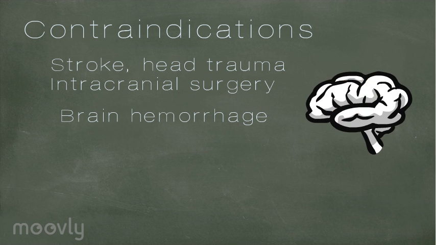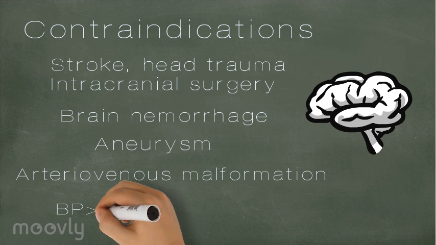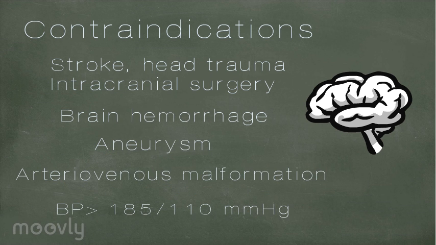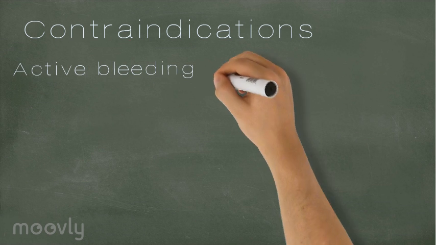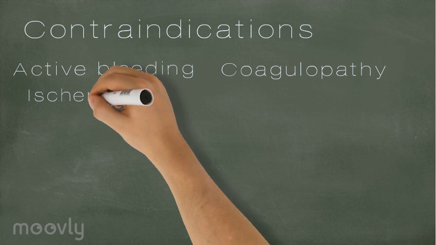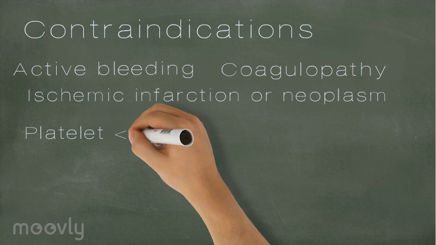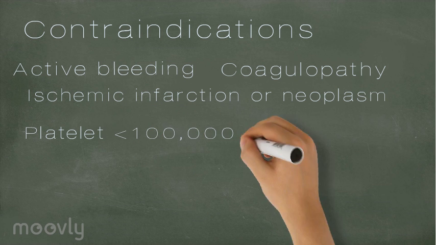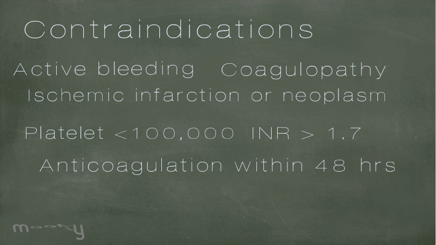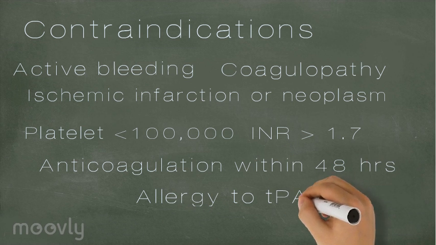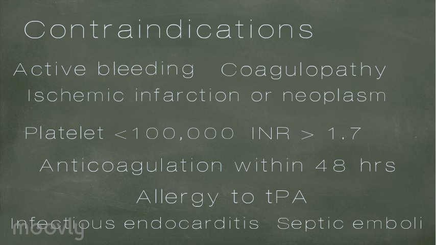Other contraindications include an aneurysm, arteriovenous malformation, blood pressure above 185/110 despite treatment, active bleeding, known coagulopathy, well-developed ischemic infarction or neoplasm, a platelet count less than 100,000, an INR greater than 1.7, anticoagulation within 48 hours, prior history of a reaction to tPA, or infectious endocarditis or septic emboli.